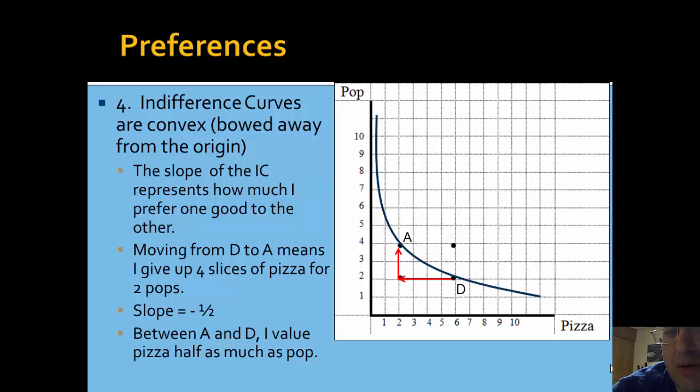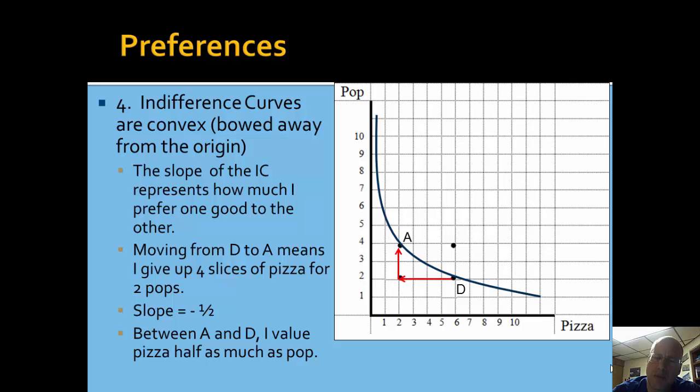And if we consider moving from bundle D to bundle A, we know that because they're on the same indifference curve, we like them both the same. But stare at this and think about what it means. What it means is that somebody who starts with bundle D has to trade away 4 slices of pizza to get 2 pops. The slope of this indifference curve between A and D is minus 1/2. Right? We rise up 2 and we run -4 as we go from D back to A. So the slope between A and D is 4 for 2. 4 slices of pizza for 2 pops, or a slope of minus 1/2.